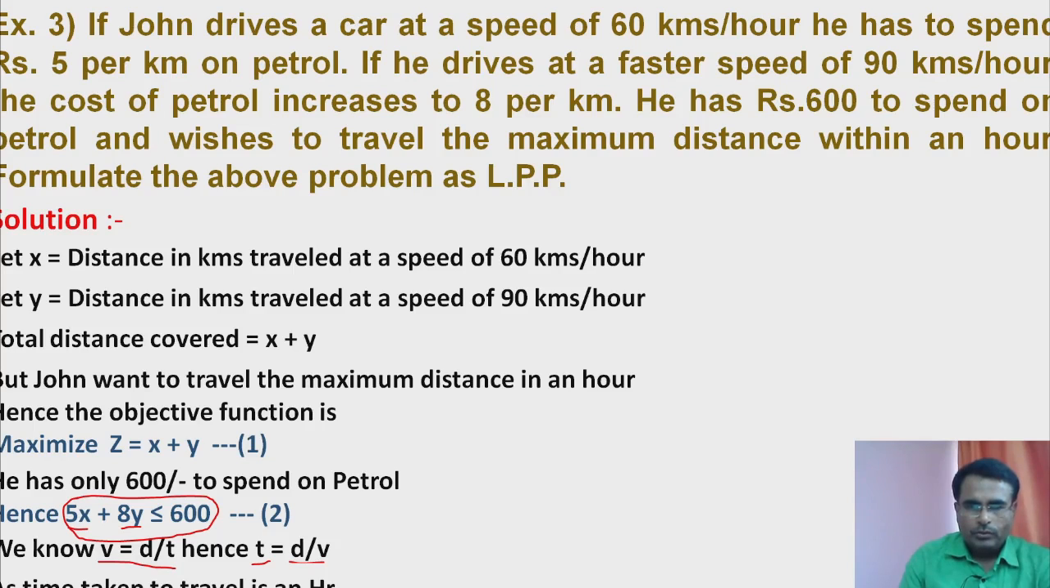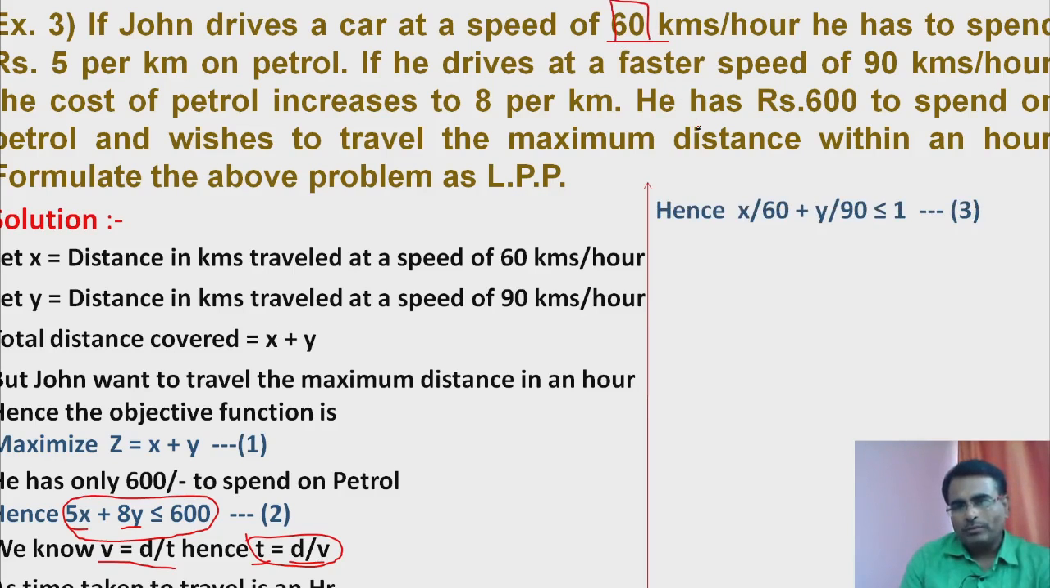The aim is to consider time taken to travel in an hour. Therefore, according to the formula, time is equal to distance upon velocity. It is clear that he travels distance x with the speed of 60 kilometers. Therefore, time taken for traveling by 60 speed is x upon 60.